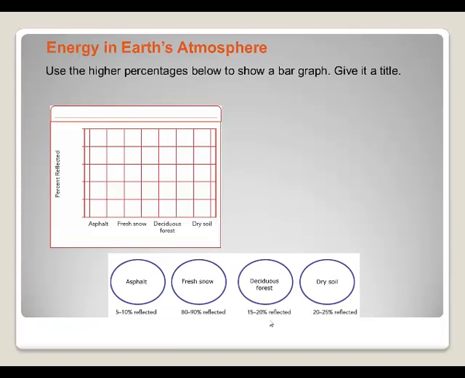Looking at the graph and looking at the different materials down at the very bottom, we are going to create a graph that shows a bar for the percent reflected of each of the following materials: asphalt, fresh snow, a deciduous forest, and dry soil. So the title of our graph is going to be the amount of energy reflected.